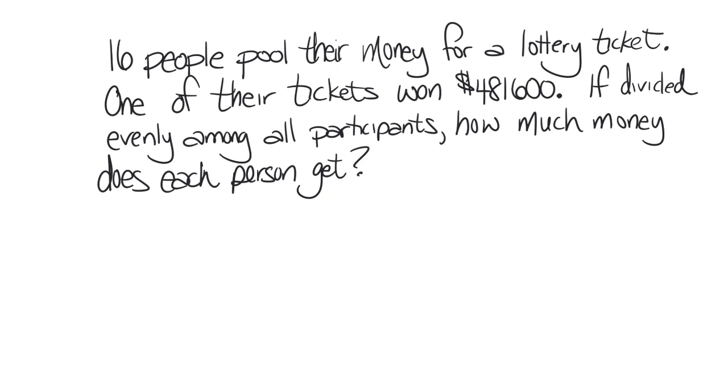Here we have 16 people that are pooling their money together to buy lottery tickets. Okay, now one of their tickets wins. Yay. All right, so they win $481,600. Now, if they divide evenly among all the participants, how much money does each person get? Well, there were 16 people in on this, right? And so this money right here is going to get divided 16 ways. So let's set up our division problem.